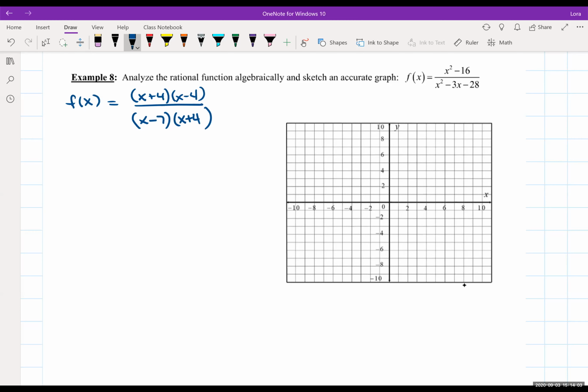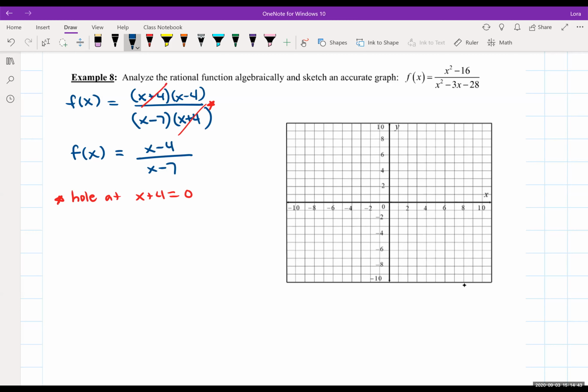Okay, so I factored the numerator and denominator completely. I notice right away I can divide out the x plus 4s, and that gives me an idea. This is going to tell me that there's a hole at x plus 4 equals 0. I'll come back to that in a second, but that's something that always makes me think, write that down so you don't forget. But I do want to show that once I divide it out, I have my reduced version of my function. f of x equals x minus 4 over x minus 7.